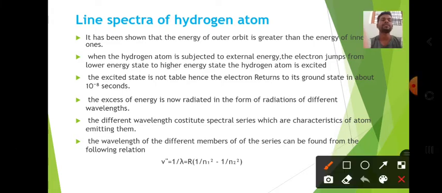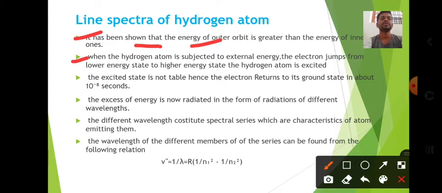Line spectra of hydrogen atom. The first point: the energy of an outer orbit is greater than the energy of inner ones. Everybody knows that as we move away from the nucleus, the orbital energy gradually increases. The second point: when the hydrogen atom is subjected to external energy, the electron jumps from a lower energy state to a higher energy state. The hydrogen atom is excited.